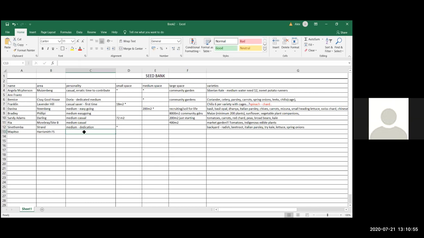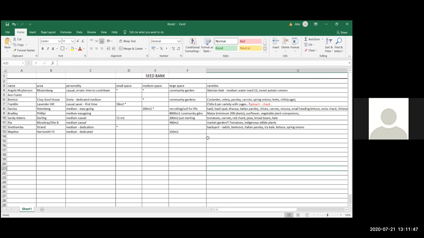So, yes, Mapitso, would you say that you are dedicated or casual or somewhere in the middle? Somewhere in the middle. I'm trying to be more dedicated. How much space do you have? I'm not sure about the specific numbers, but it's about the size of our vegetable garden at Seed in Mitchell's Plain. Oh, you mean the one that Lawrence was looking after? Yes, just in an L-shaped form. Okay, so that's actually quite big. I think that's 200 to 300 square meters. Yeah, that's very big.